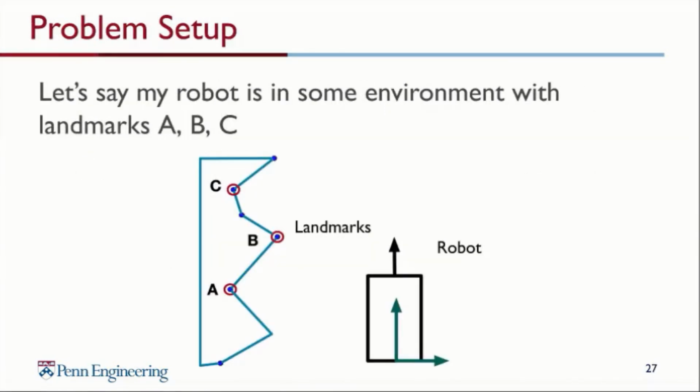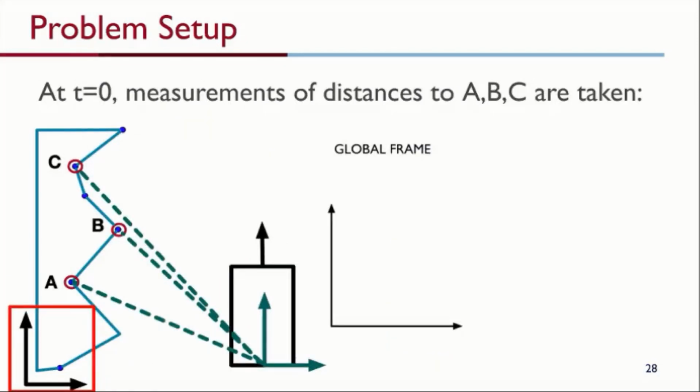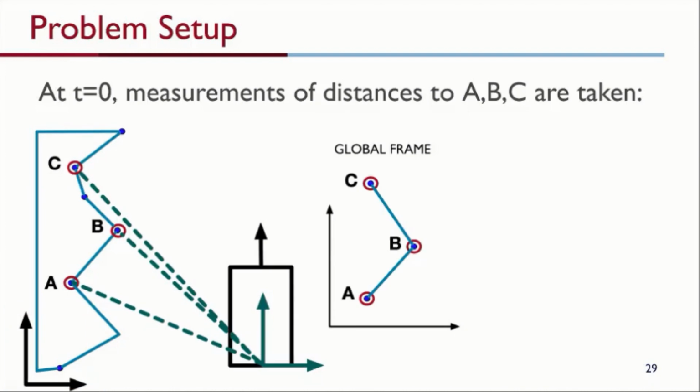In order to better understand the problem, let's start with a simple example. Let's say that my robot is in some environment with the landmarks A, B, and C. Now, these landmarks A, B, and C are fixed within the global frame. And therefore, at time t equals 0, if measurements of the distance to A, B, C are taken, their positions can be localized accordingly as shown on the right. Note that since we know the actual landmarks, we are able to approximate the reference surface formed by the relative positions of A, B, and C, as indicated by the line segments connecting A, B, and C.